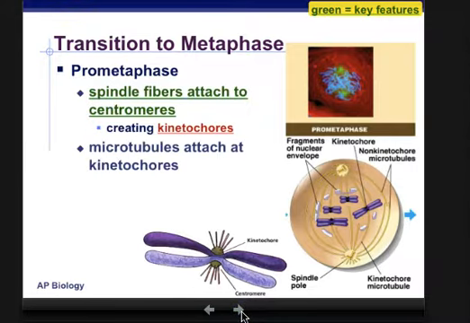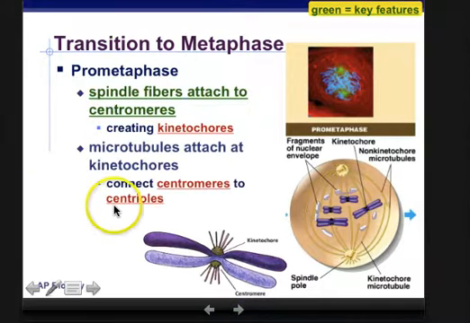Right, microtubules attach at the kinetochores, what we talked about, and connect centromeres to centrioles. I think it would be really excellent, if you're getting some of these terms confused, to make yourself a few flashcards. And when I do the review video for mitosis, I'm going to be emphasizing again things like knowing the difference between a centromere and a centriole.